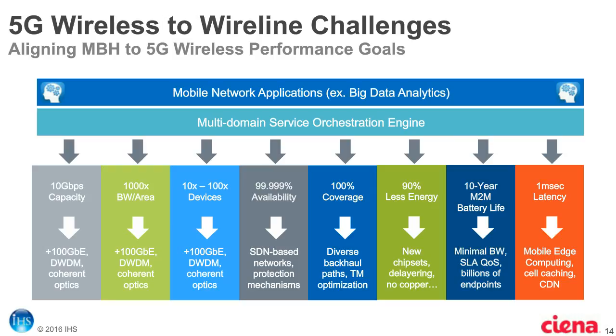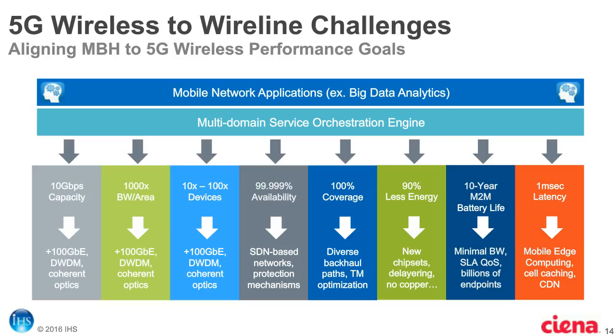So you're actually talking about not just the mobile backhaul side from the cell tower to the mobile switching center, but you're probably talking the path all the way back to the data center, wherever that may be. So if you look at the first three wireless targets here, the 10 gigabit per second maximum download capacity, the 1,000 times more bandwidth per area, and the 10 to 100 times more devices, what we're basically talking about is an astounding jump in capacity.